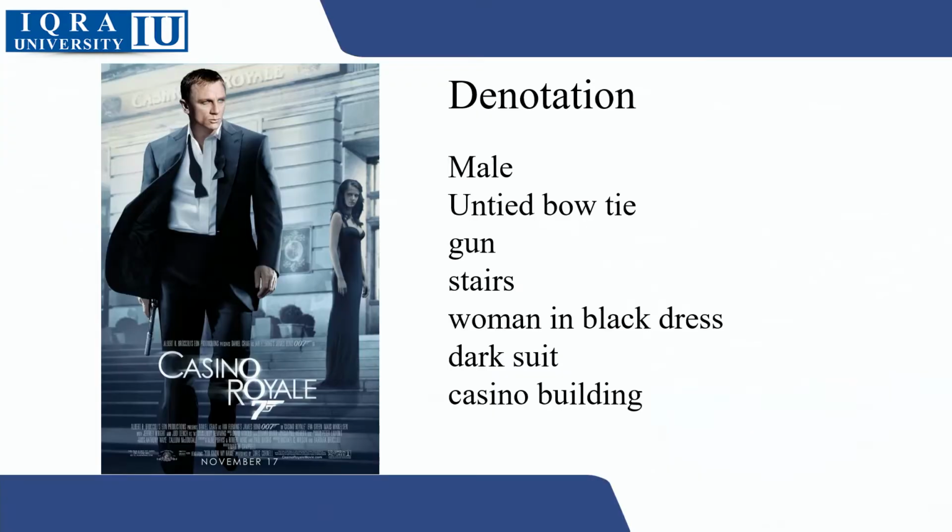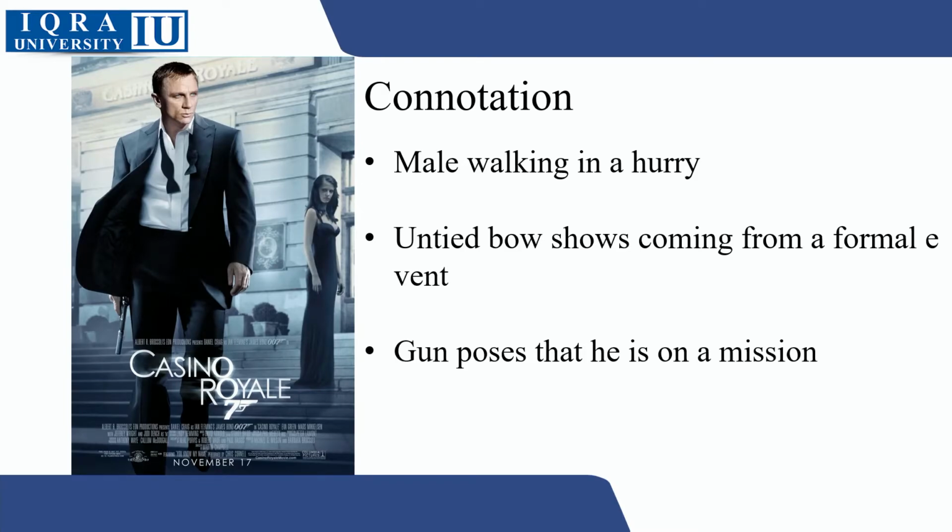One thing is very important: you need to make your denotation quite strong, because the other thing we are going to be studying is the connotation, and connotation is basically what? The meaning of that physical appearance. So, if we take the example of this picture from Casino Royale, and we try to decipher it, what are the meanings in this scenario?